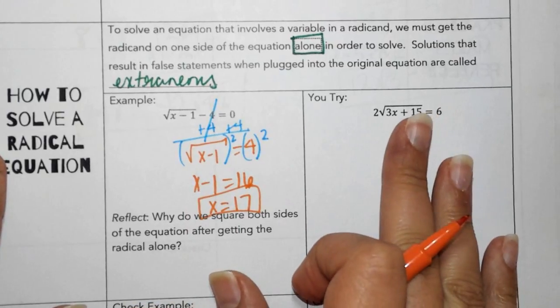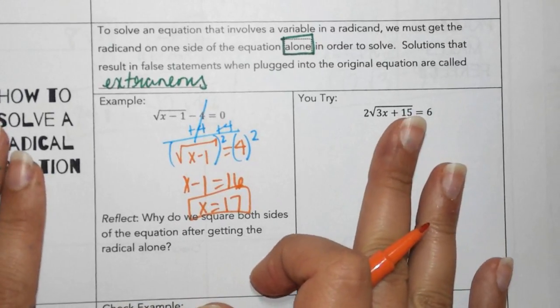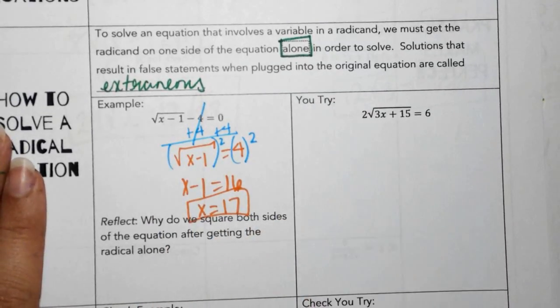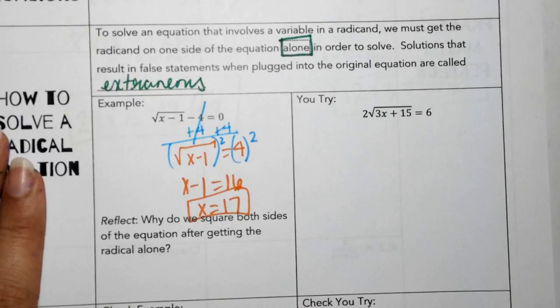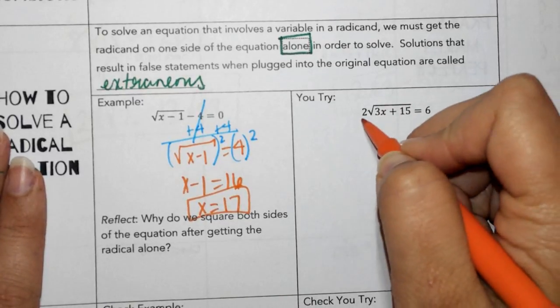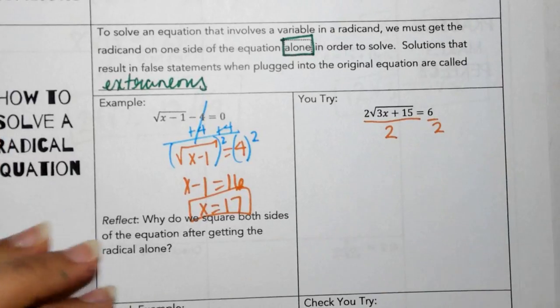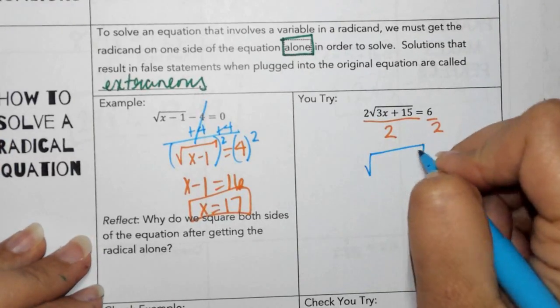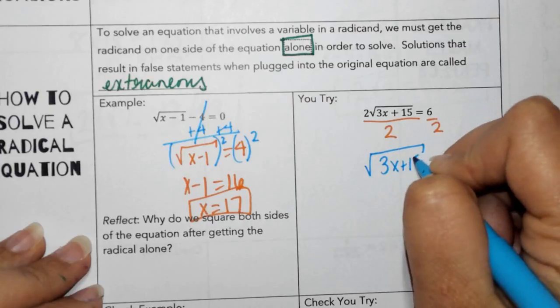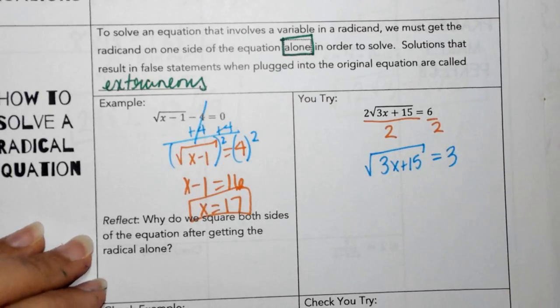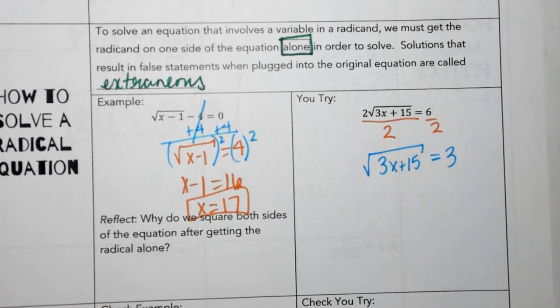Okay, now, do you guys want to try this one without me? Okay, before you start on your own, what do you think we would do first? Divide by 2. Look at Marshall coming alive. Divide by 2. And you're left with the square root of 3x plus 15 equals 3. All right, work out the rest without me.